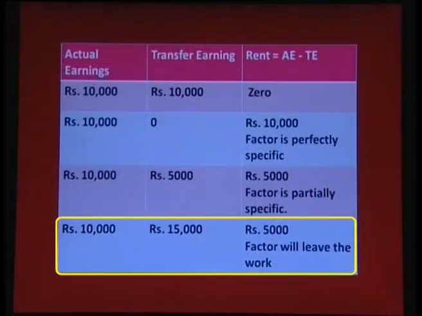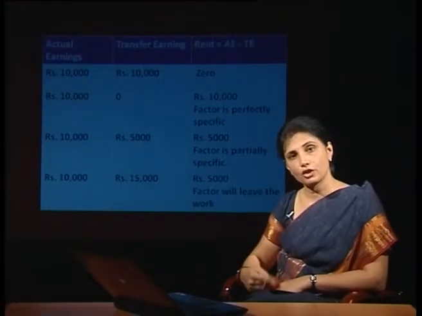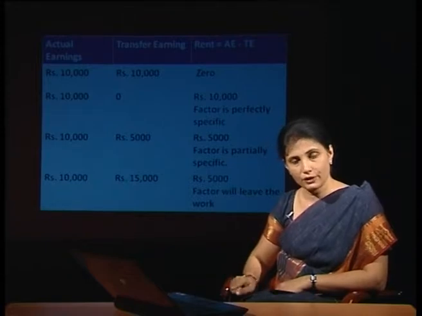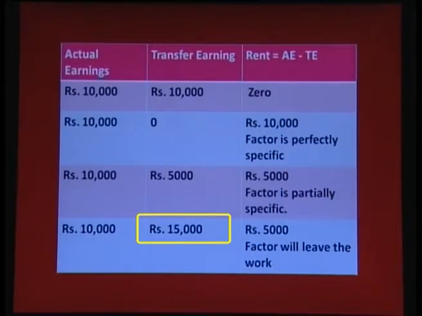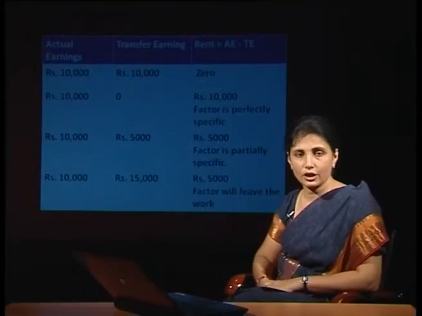the factor of production. And the last one, that is actual earning, again rupees 10,000, transfer earning rupees 15,000. That means the factor of production is getting more in its alternative use than in its present use. So, the factor of production will leave that particular owner and move to some other owner of the factor of production, who is providing more transfer earning. And when the factor of production moves into that production, this transfer earning, that is rupees 15,000, will be its actual earning. So, the gap of 5,000 will be the economic rent.